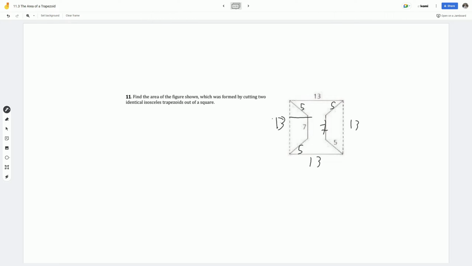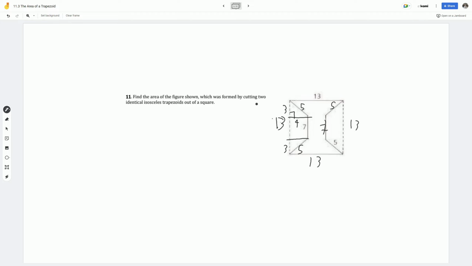First thing I'm going to do here is, if this base is 7, we know it's in the middle of this base 13, which means both of these sides are going to be equivalent. So 13 minus 7 is 6. Both of these sides have to be equal, so 6 divided by 2 is 3. So each of these sides is 3. If this side is 3, and this side is 5, and this is a right angle, this creates a 3, 4, 5 special right triangle. So now we know that the height is 4.